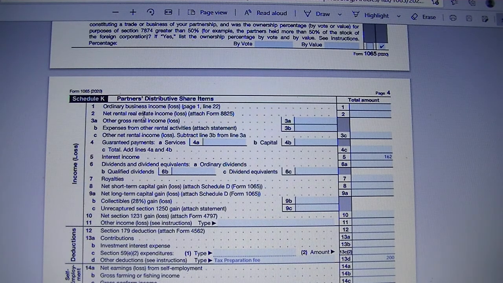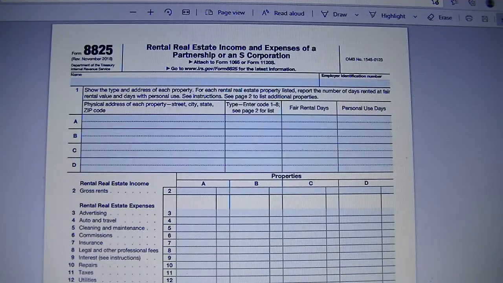Well, if you have a rental property, your information won't go on page 1. It'll go on Schedule K, line 2. But you'll complete Form 8825 and attach it to the form as well. So let's take a look at Form 8825, Rental Real Estate Income and Expenses of a Partnership or an S Corp. You'll enter your business name, your business identification number, and read it to enter the information required, and you will complete it.